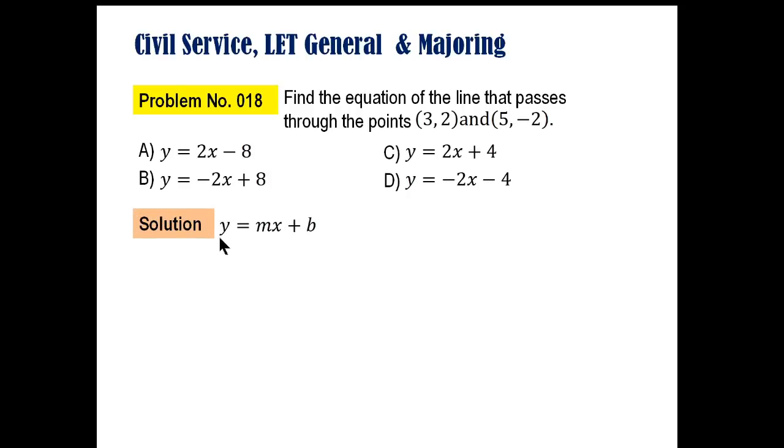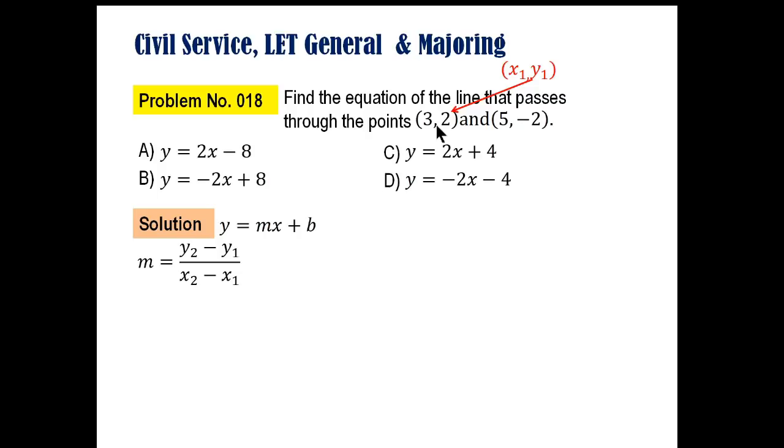Now, can you still recall what this equation is? This is the equation of the line. It is called the slope-intercept form because m is the slope and b is the y-intercept. To get the equation of the line, we're going to find the slope first. The slope is rise over run. The formula is y sub 2 minus y sub 1 over x sub 2 minus x sub 1.